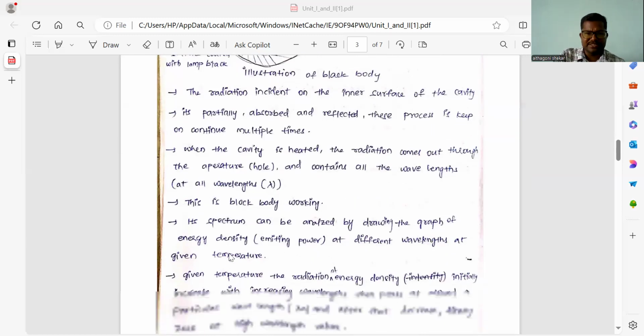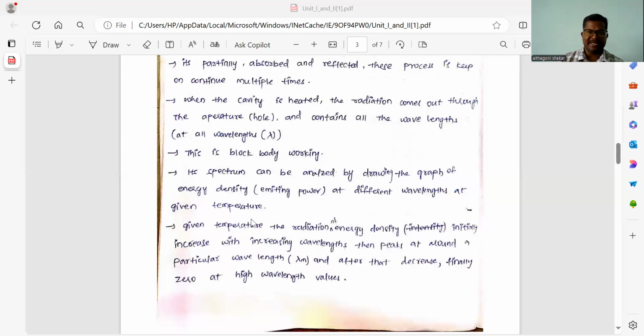Okay. This is black body working. Its spectrum can be analyzed. After heating the black body, the emitted radiation or spectrum can be analyzed by drawing a graph. We take the graph with the emitting power on the y-axis and different wavelengths on the x-axis.